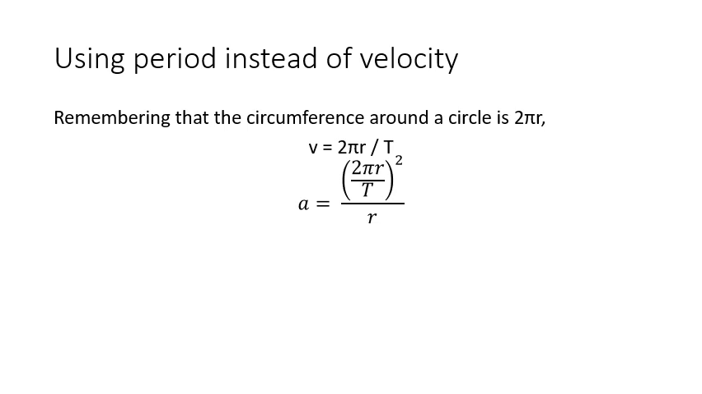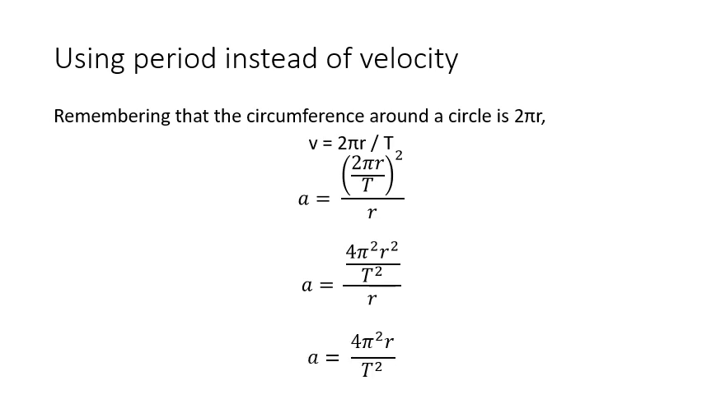Then we have to move some stuff around. I squared all the things inside there: 4 pi squared r squared over the period squared, all divided by r. Then I'm going to divide out an r from the top term and the bottom term, and I get that the acceleration is 4 pi squared r over T squared. And you can see that even that takes on the same dimensions, because 4 pi squared has no units, r is in meters, and time is in seconds, so it's meters per second squared.